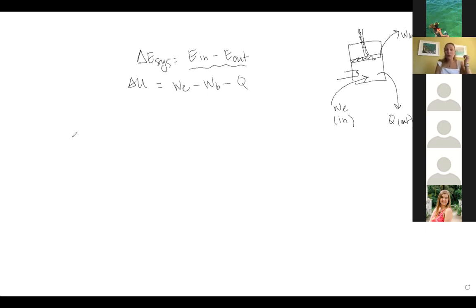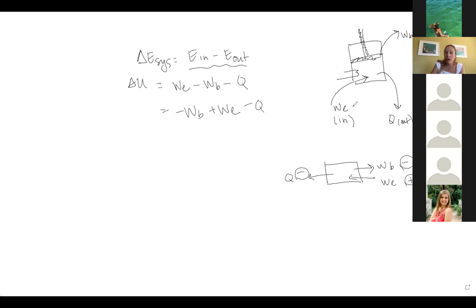If it helps you, you can also just look at our system, right? We have boundary work that's coming out, this is negative. We have electrical work that's going in, this is positive. And we have heat that's coming out, so this is negative. You can just put these together. So boundary work is negative, our electrical work is positive, our heat is negative.